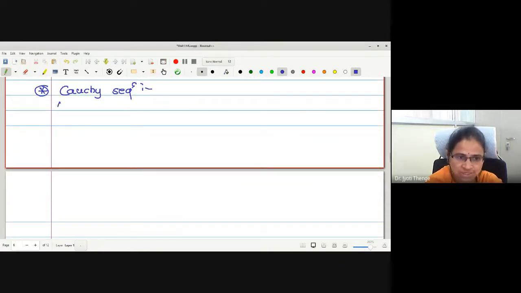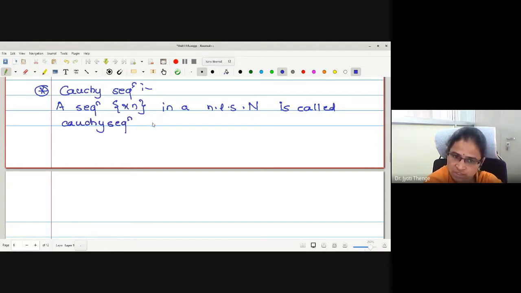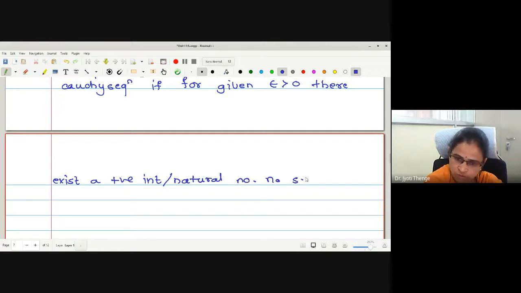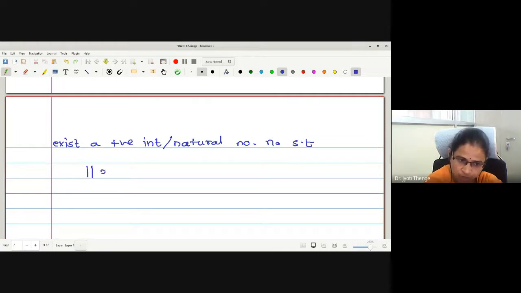Let x_n be a sequence in a normed linear space N. It is called a Cauchy sequence if for given epsilon greater than 0, there exists a natural number n naught such that norm of x_n minus x_m is less than epsilon for all m, n greater than or equal to n naught.